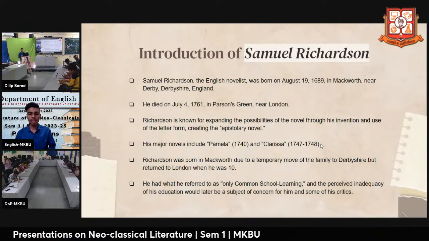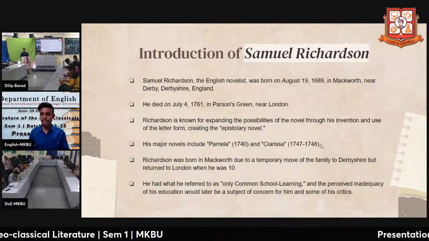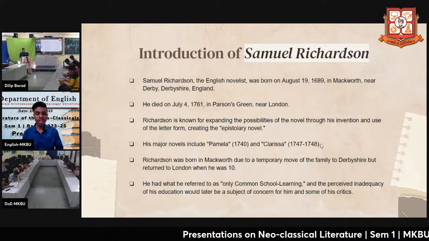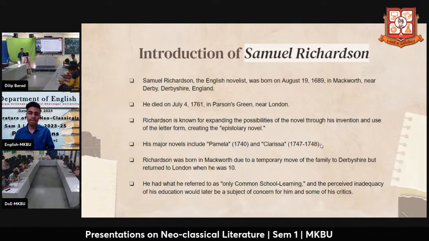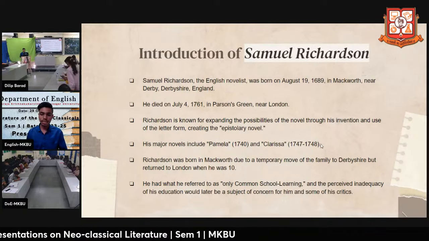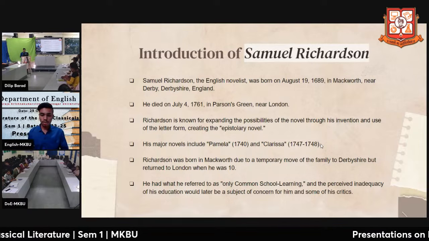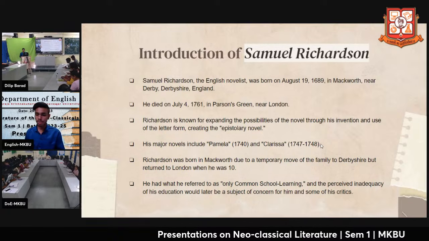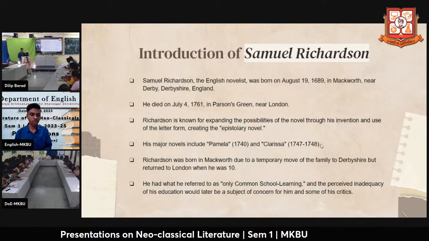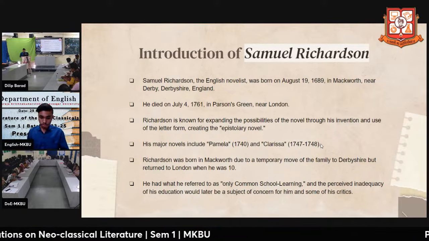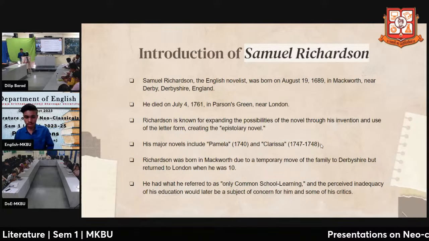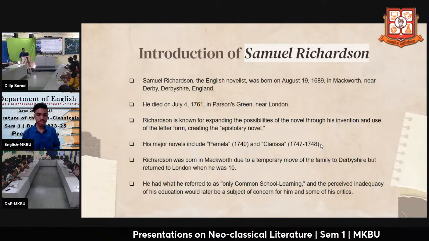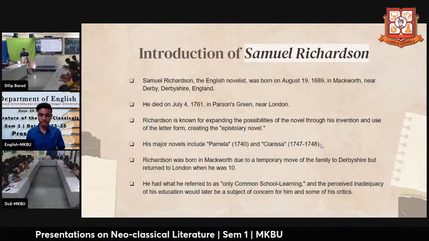Let's talk about the introduction of Samuel Richardson. Samuel Richardson, the English novelist, was born on August 19, 1689 in Mackworth near Derbyshire, England. He died on July 4, 1761 in Parsons Green near London. Richardson is known for expanding the possibilities of the novel through his invention and use of the letter form, creating the epistolary novel.